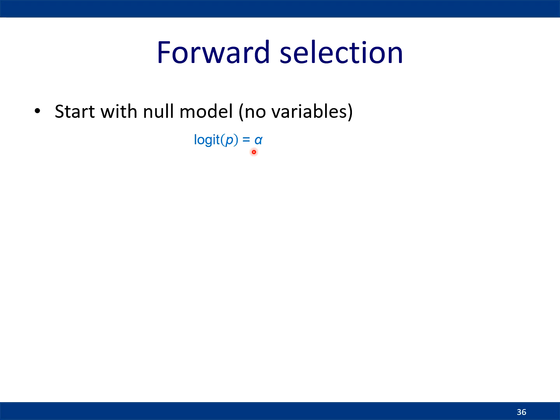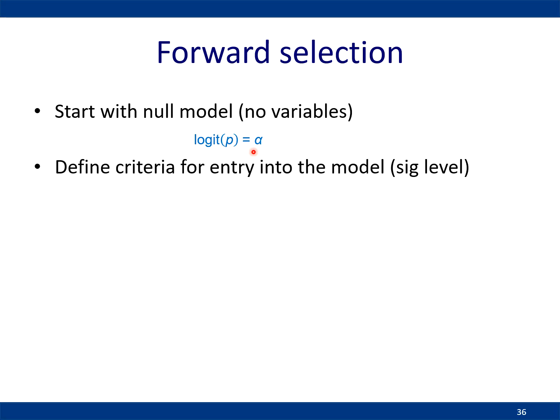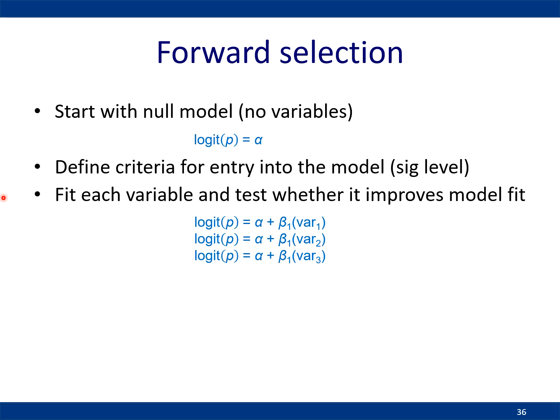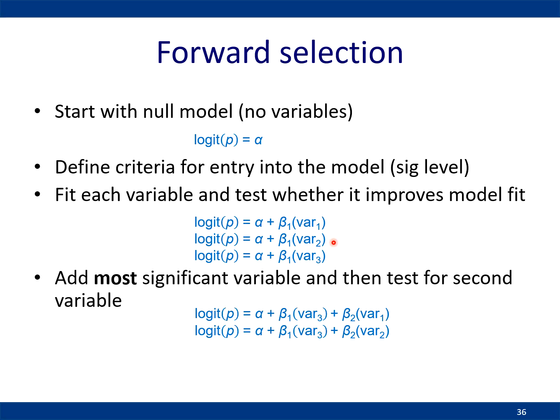So if we're considering a binary logistic regression model, we then also have to specify some criteria for entry into the model. So often this is based on a significance level, for example, a p-value. We then consider each variable, so each of our candidate predictors in a model, and decide whether it improves the model fit or not. So if, for example, we're considering 3 possible variables, we would fit 3 models, each with each of these variables in it, and then look at how much the model fit improves.